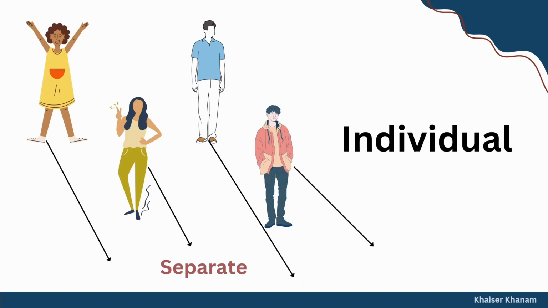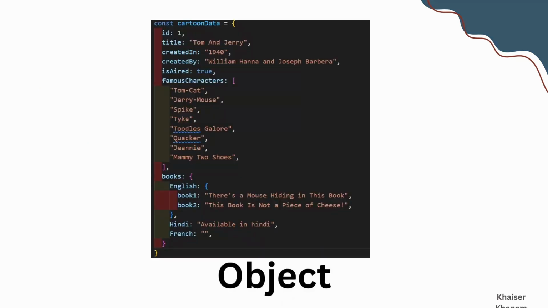So in a similar way, in JavaScript, we have objects, and inside objects, we have lots and lots of data. For every property, we will have different data, and the data can be of different types. We can have integer data. You can see ID is an integer, title is a string, famous character is an array, and books is an object. And inside the object, we have another object. So in objects, we can have data with multiple data types, and every property can have different data, but they all belong to one object.